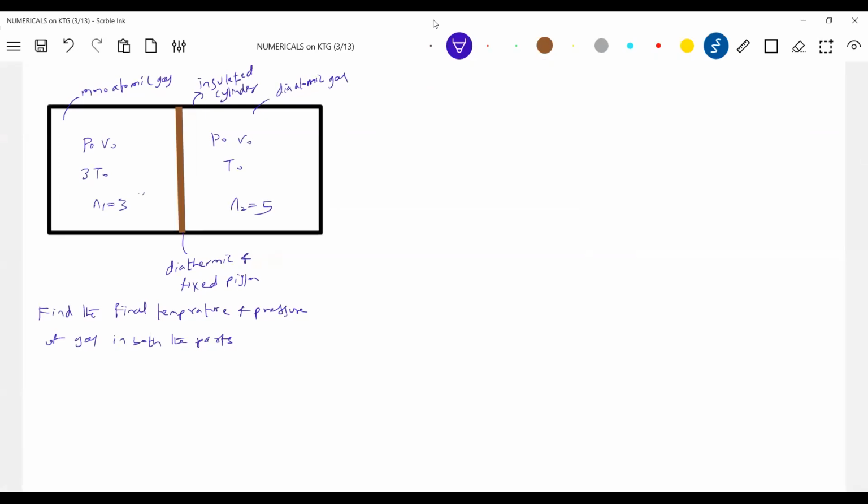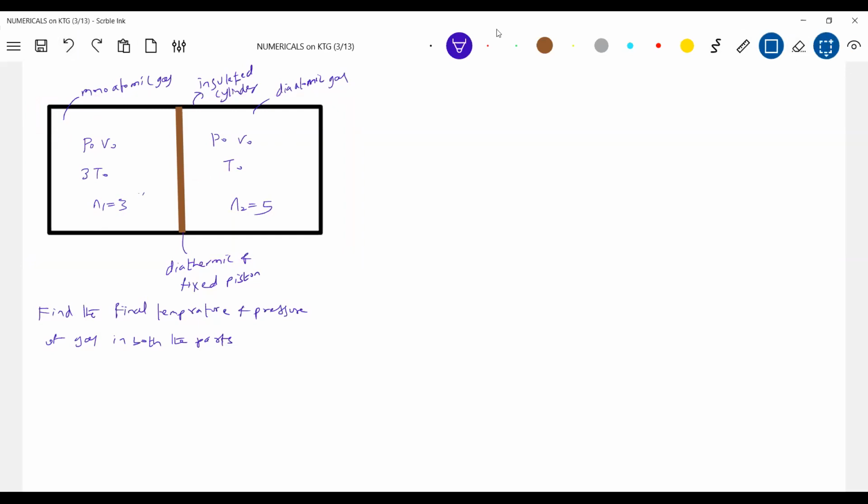Now what do we mean by diathermic and fixed piston? Diathermic means it will conduct heat slowly. Look at the temperature here, 3 T naught, and here T naught. So heat will start flowing, and it will continue after a long time.